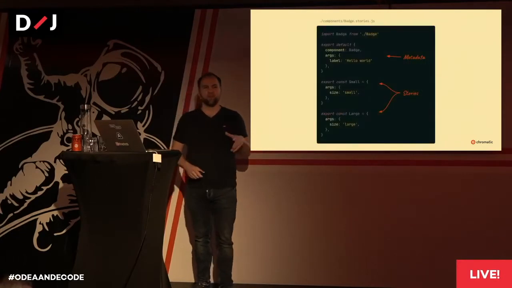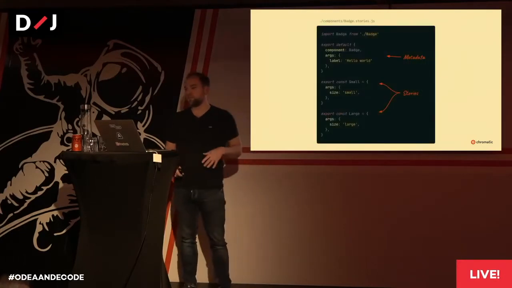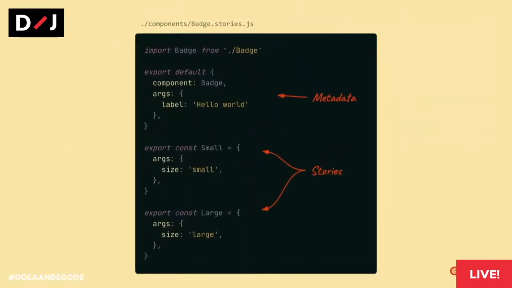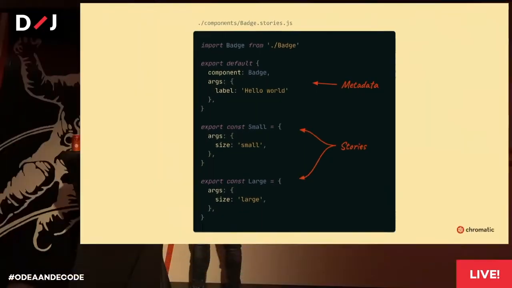So here's what that looks like in just vanilla JavaScript. Say we have a badge component. It's like the most boring component I could think of besides a button. A badge is basically like this pill-shaped thing with some text in it, right? Or a number often.